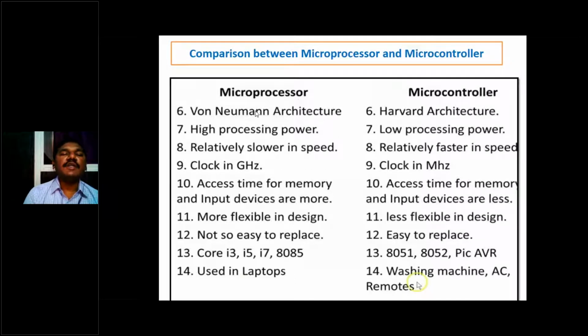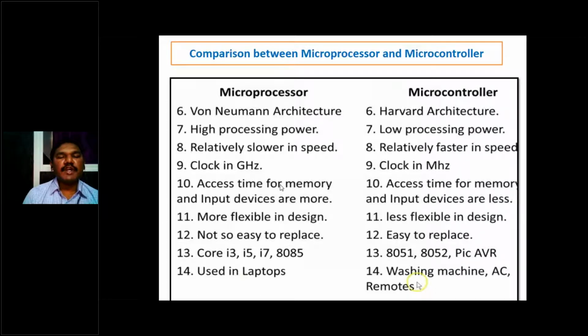The microprocessor is Von Neumann architecture. The microcontroller is Harvard architecture. I am going to explain the difference between Harvard architecture and Von Neumann architecture. Then high processing power versus low processing power. Microprocessors operate in gigahertz because different applications run at different speeds of operation, so we need more clock frequency. Whereas this needs very low frequency.